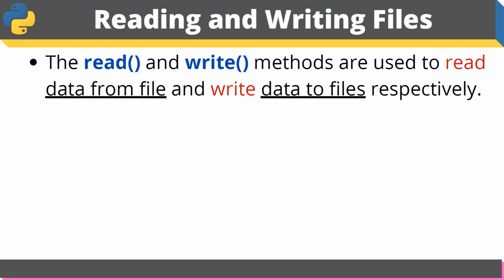First, we will discuss reading and writing files. We already know how to perform file operations. First we open a file, then we perform the operation, either read, write, append or any other operation, and then we close the file. In the previous video, we discussed how to open and close a file. In this one, we will discuss reading and writing files. The read and write methods are used to read data from a file and write data to files, respectively.